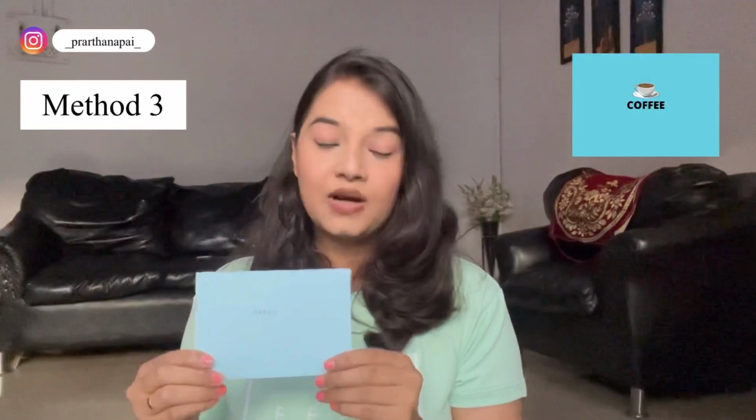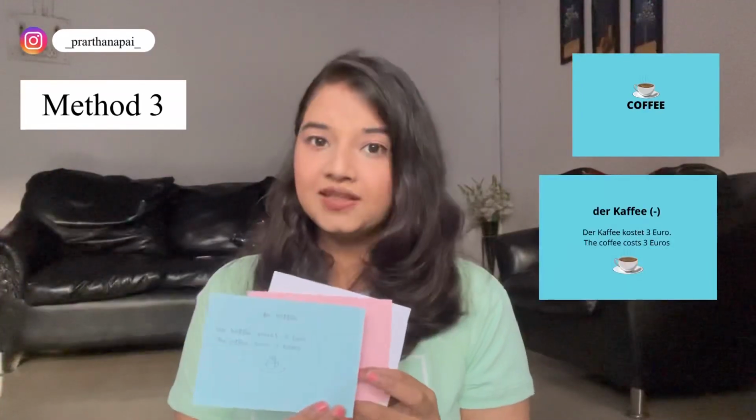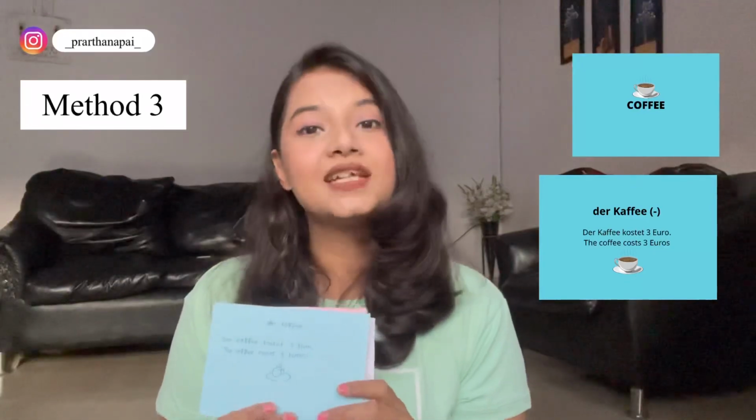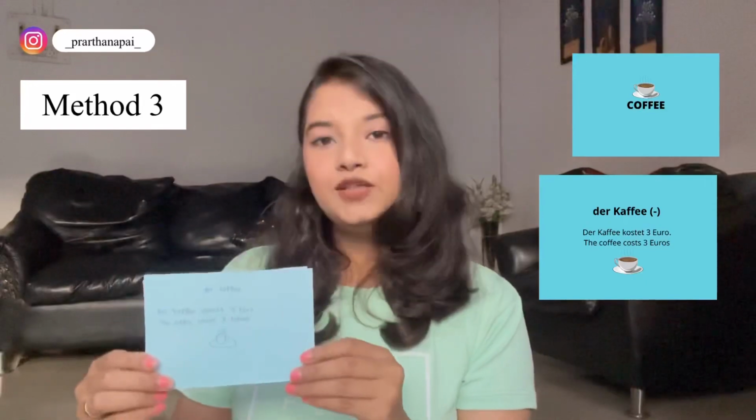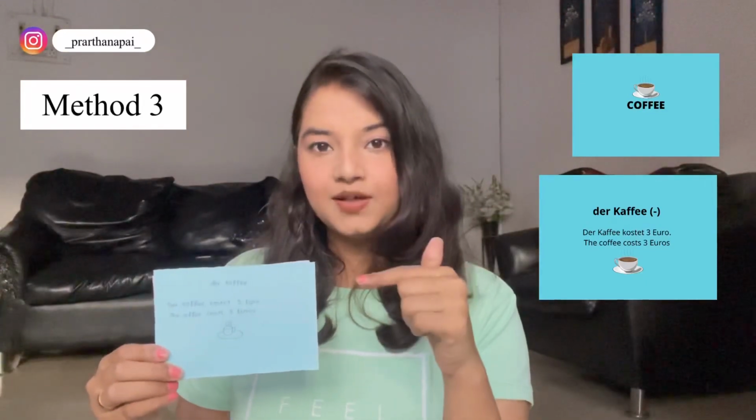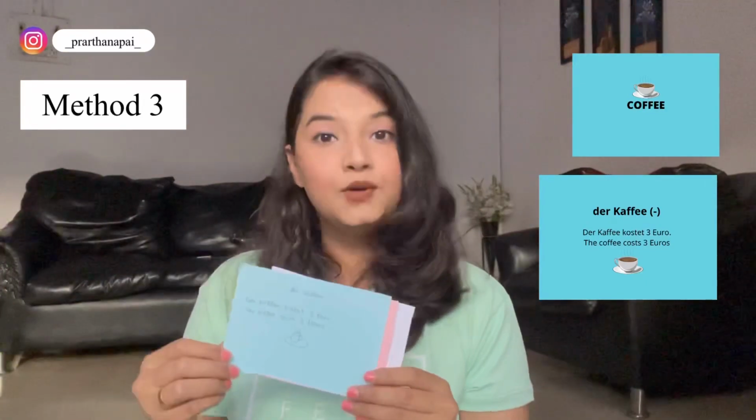Why these 3 colors? Let's see. I'm using blue cards for all my masculine words. For example, here I have coffee. Coffee is called der Kaffee. The article there denotes that it is masculine. So all you need to do is write down the word if it is masculine in the blue card.